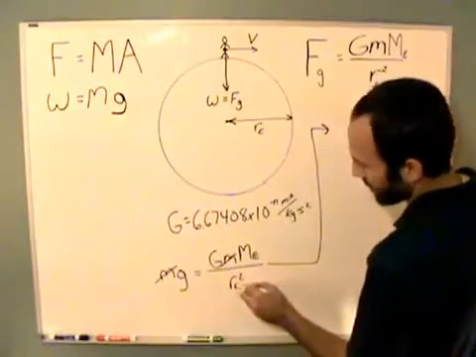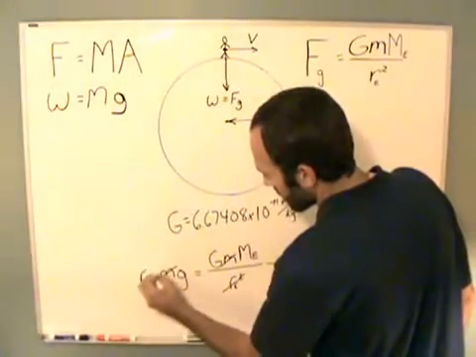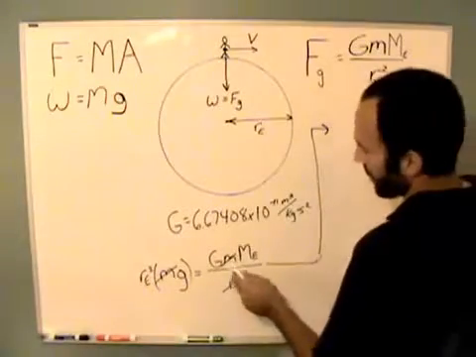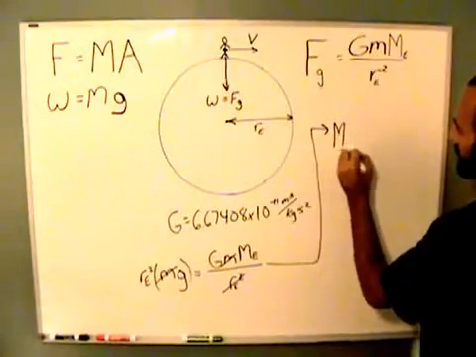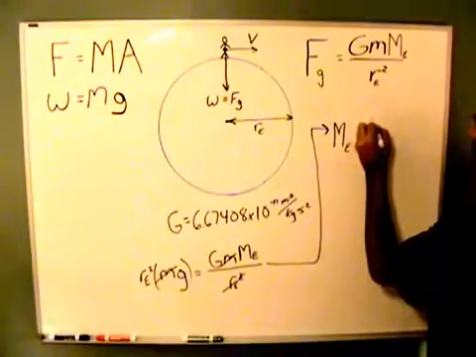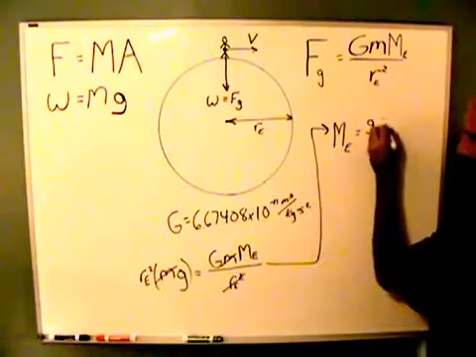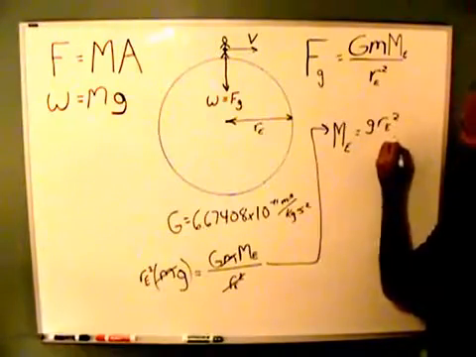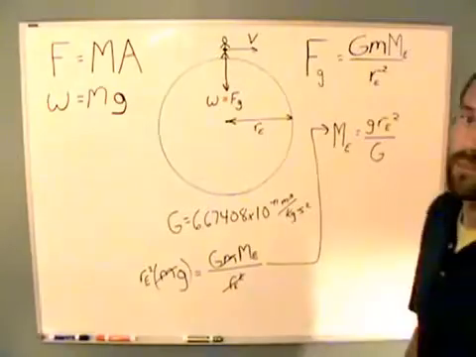You can multiply the radius squared times both sides, and that comes over here. It cancels on this side. And then you can divide by big G. So you get, and this is basic algebra here, the mass of Earth is equal to little g, the acceleration due to gravity, or the rate at which things accelerate towards Earth, times the radius of Earth squared divided by big G. And that is how the mass of Earth is calculated.